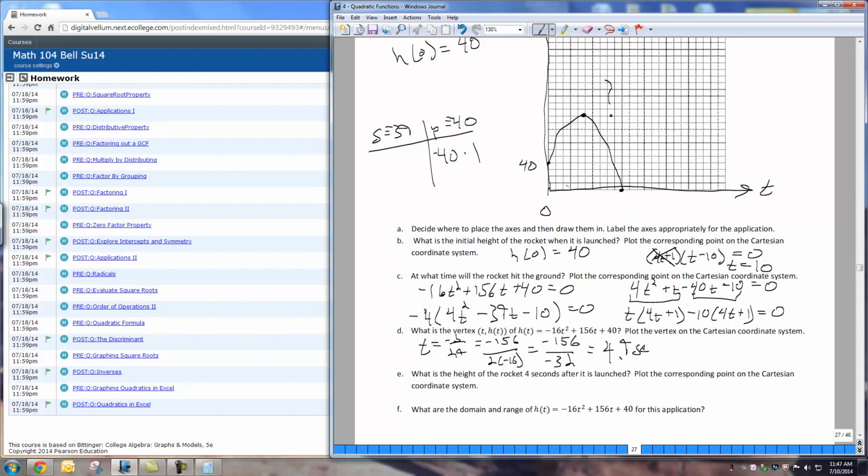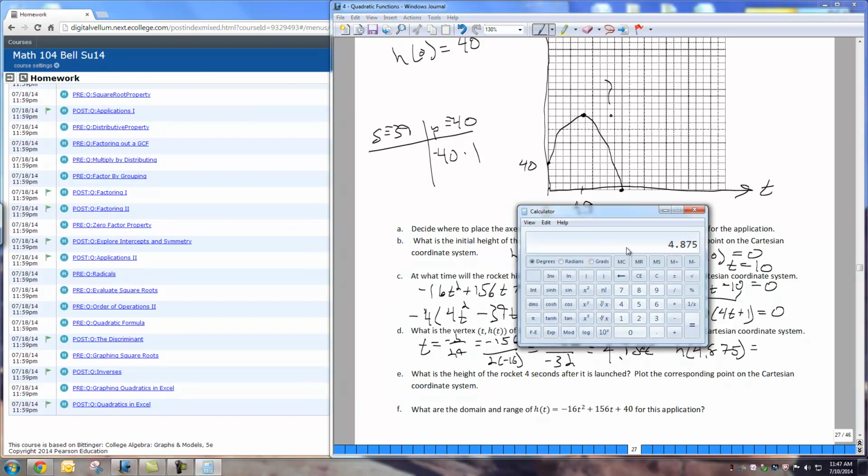So 1, 2, 3, 4, 5. And look, I did pretty good. That point looks like it occurs at 4.9. That's the time that the rocket will hit its maximum height. That's not its maximum height. In order to find that, I need to find the height at 4.9 seconds. So I need to find h of 4.875 to be exact. So here we'll go back to our calculator.